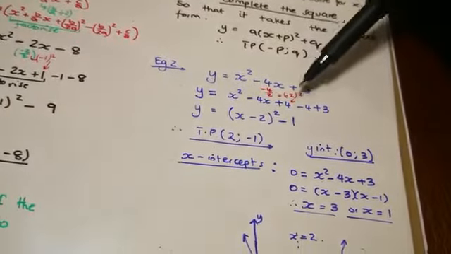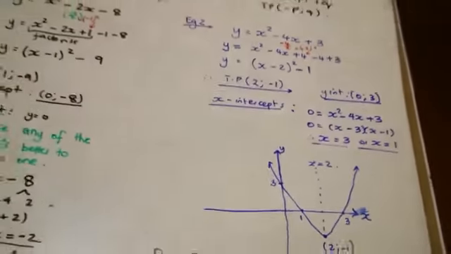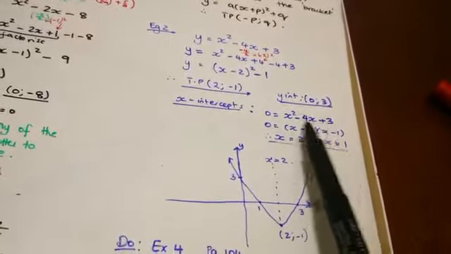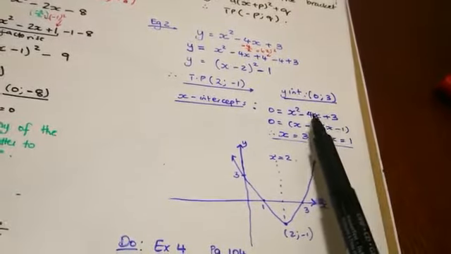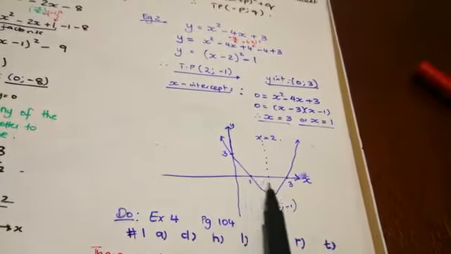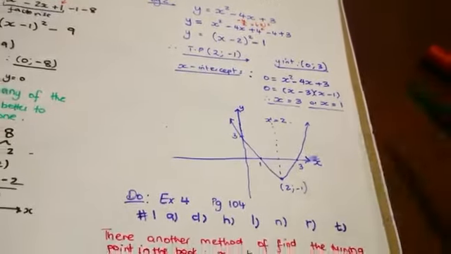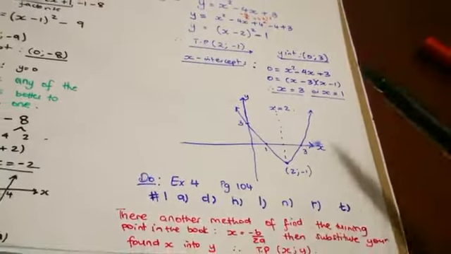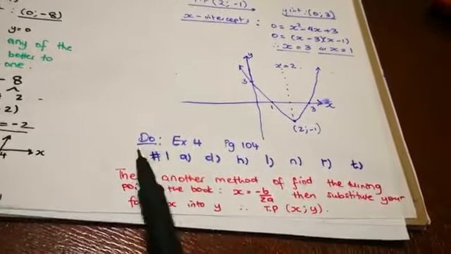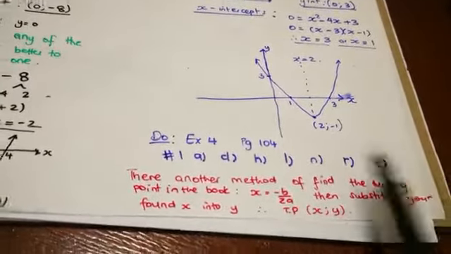As you can see, the last number there, or the constant term, is 3, so it's going to be 0, 3. And then to find the x-intercept, factorize here. Factors of 3 that add up to -4 are -3 and -1, which then gives you this. Okay, so turning point, x-intercept, y-intercept, and then the axis of symmetry. All right, now you'll see that I've written here. Okay, please do this exercise 4 on page 104 as prescribed.